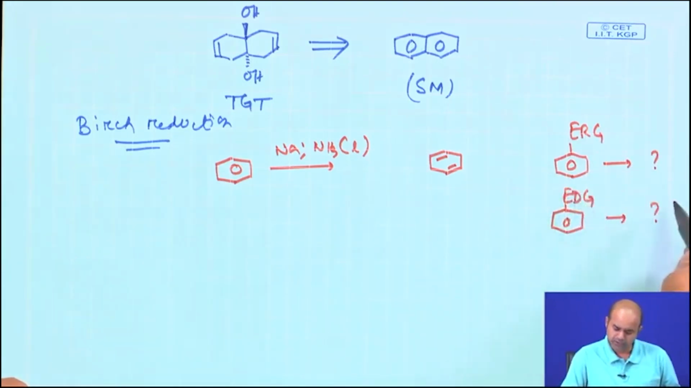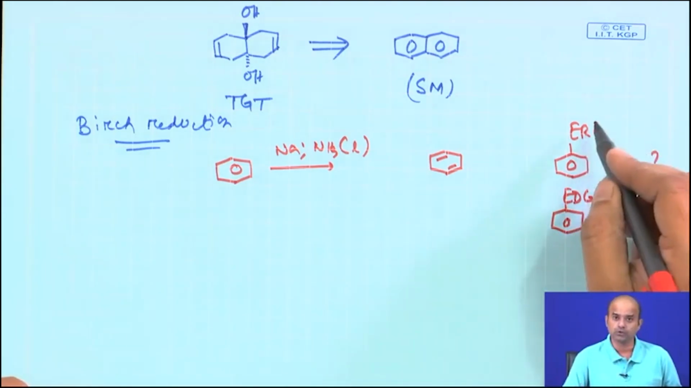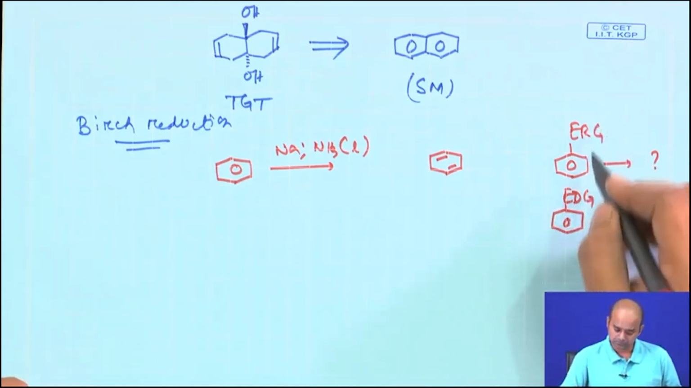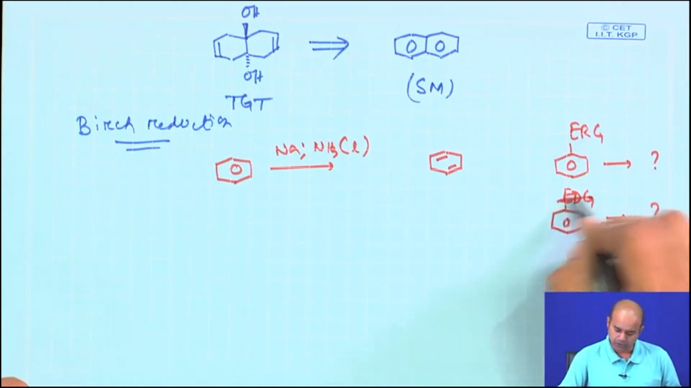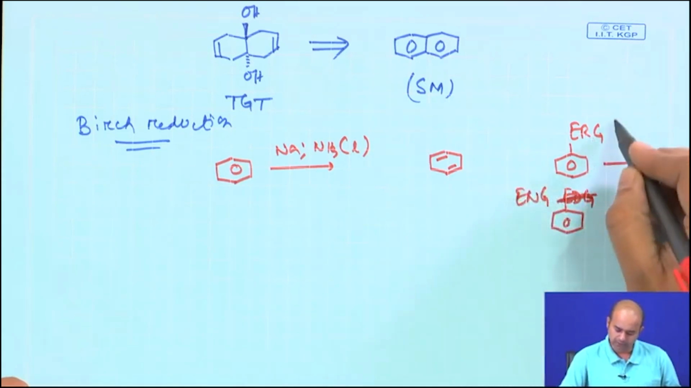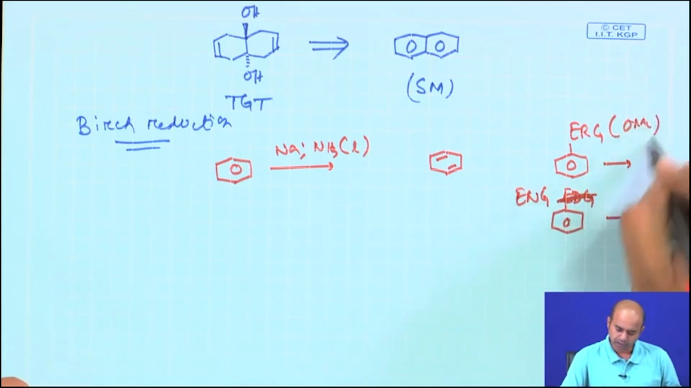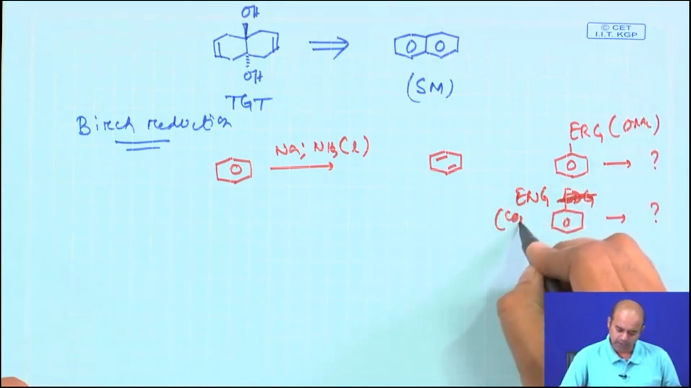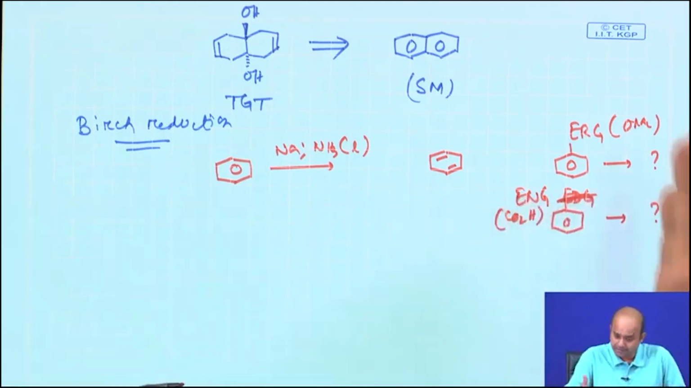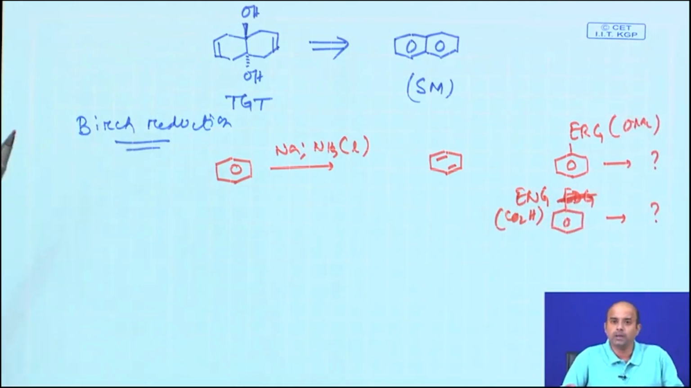That is, you just think about what the relative product will be. If the benzene is substituted with an electron releasing group like O-methoxy, an electron donating group, or with an electron withdrawing group, like CO2H, then you have to predict which kind of product will be formed, and that has very good synthetic importance.